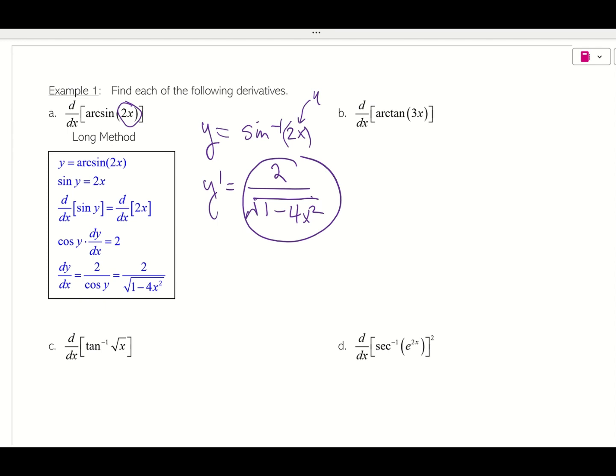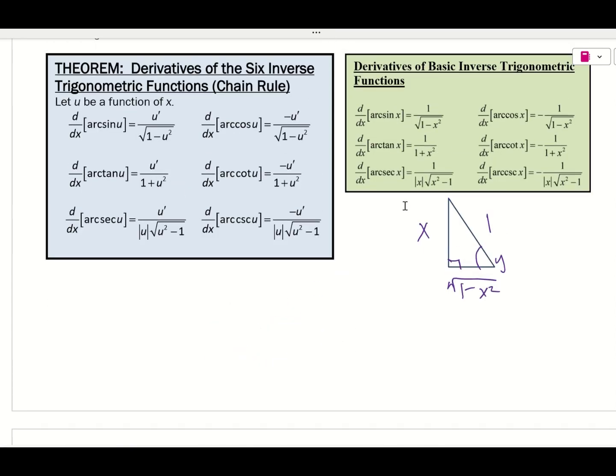Okay, so arctan. Do you see this is our u? So if I go back to arctan, do you see it's u prime over 1 plus u squared?